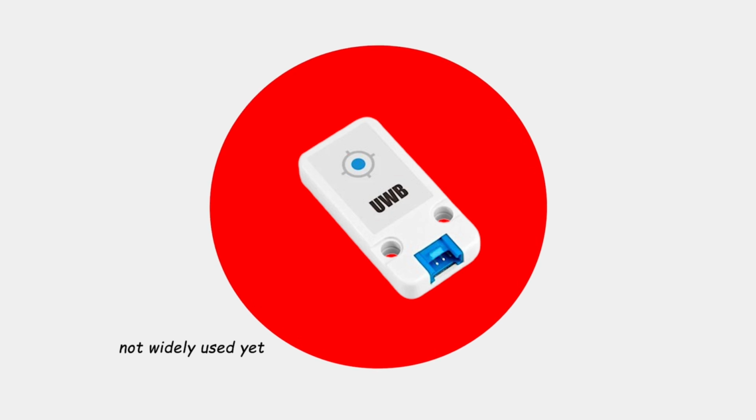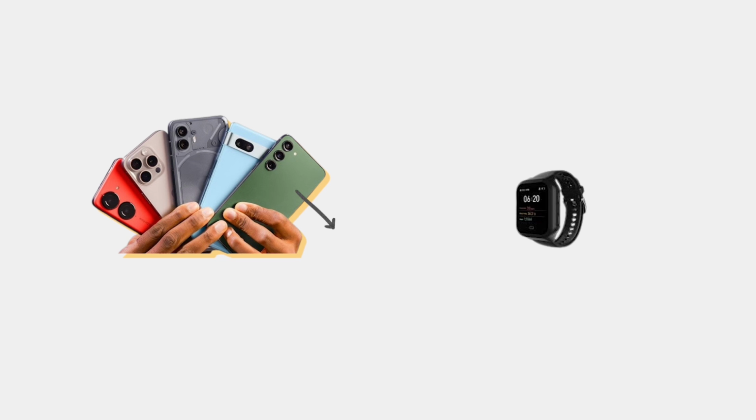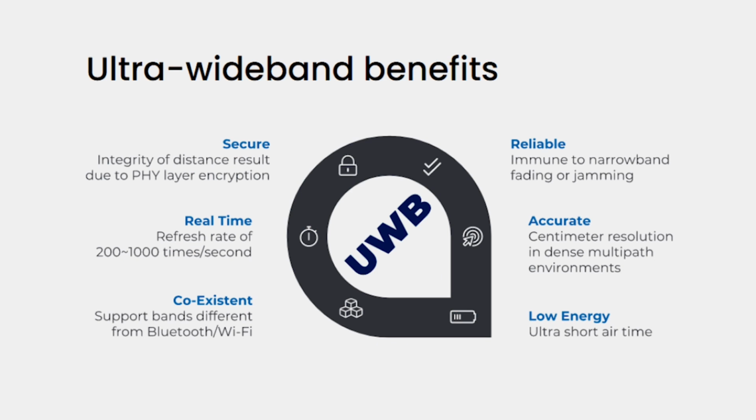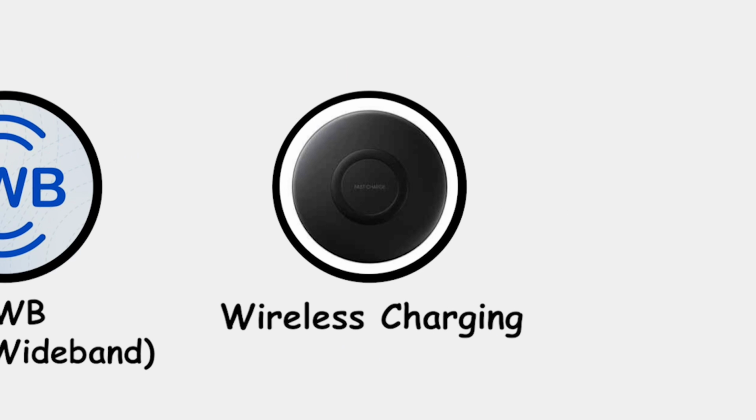It's not widely used yet, but as smartphones and wearables continue adopting UWB chips, you'll see more devices using it for advanced motion and positioning features. Wireless charging.